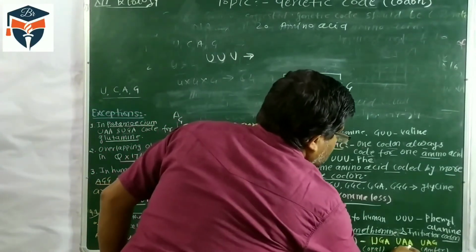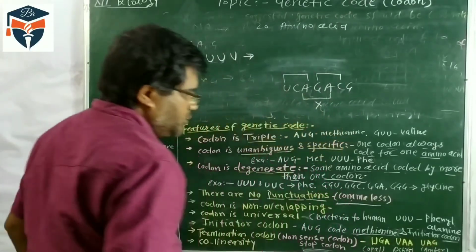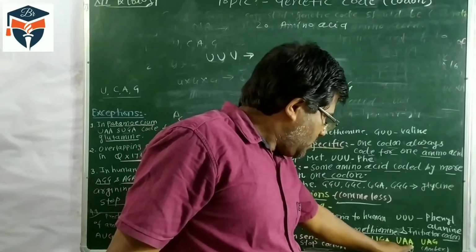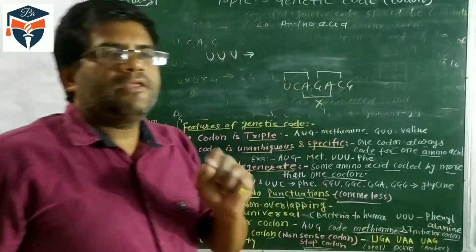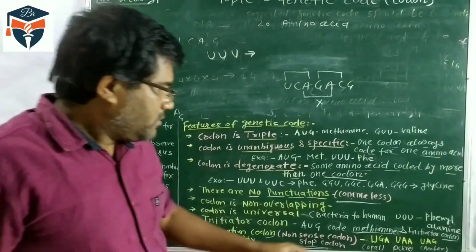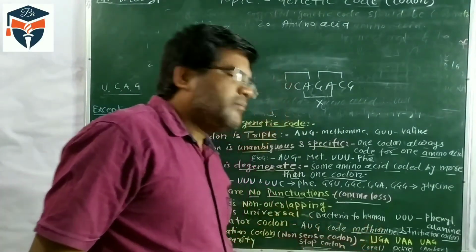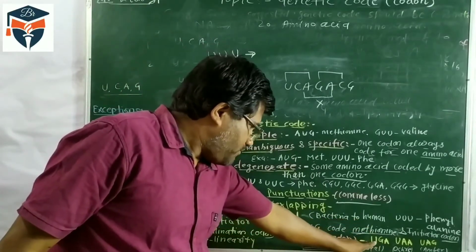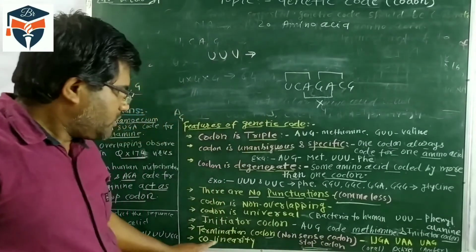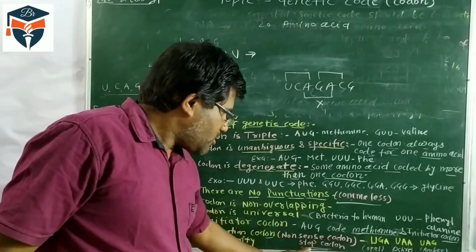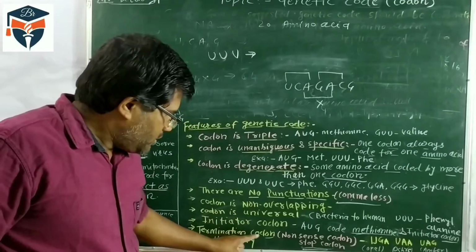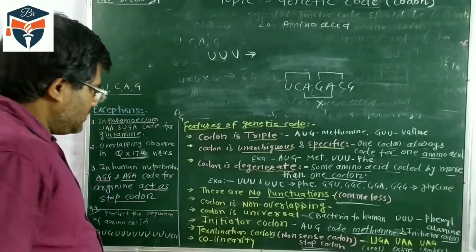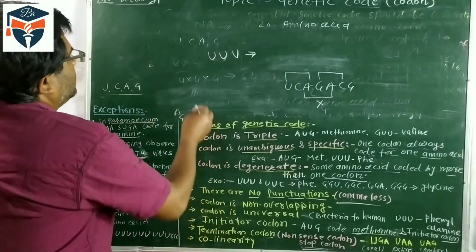Here are UGA (opal), UAA and UAG. Always remember UGA, UAA and UAG. These are the three codons. They do not synthesize any amino acid, so they are called nonsense codons. When these codons come, the process of protein synthesis is stopped. So they are called stop codons, termination codons, or terminator codons. And the last characteristic is collinearity.